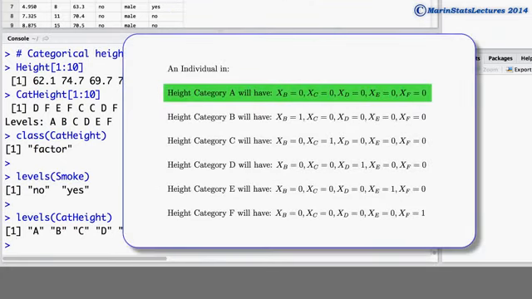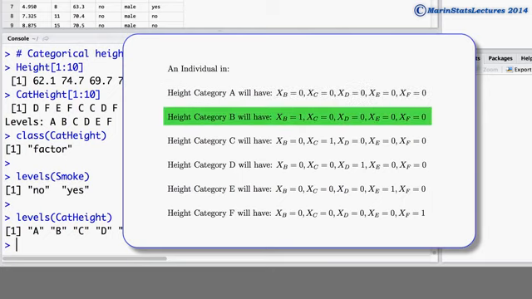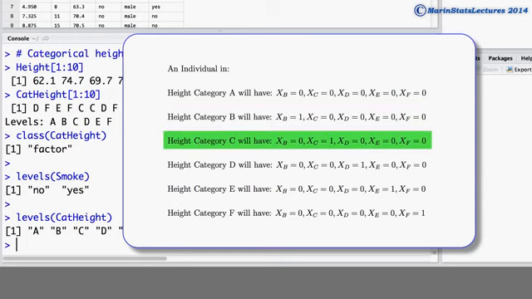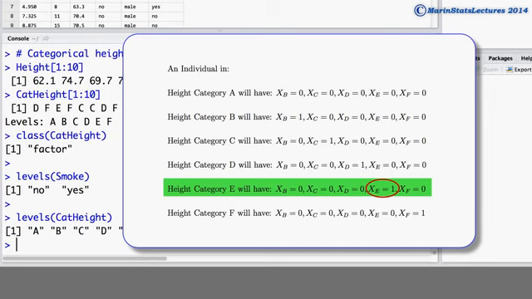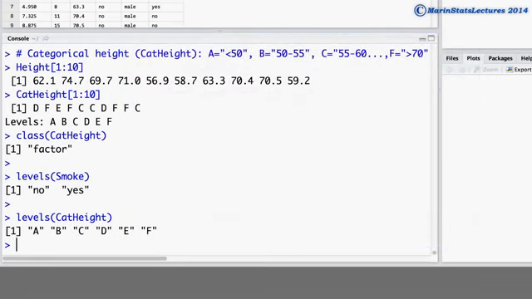An individual in height category A will have xB equal to 0, xC equal to 0, xD, xE, and xF all equal to 0. An individual in height category B will have xB equal to 1, and xC, xD, xE, and xF all equal to 0. An individual in height category C will have xC equal to 1, and all other x indicators equal to 0. Same for category D, category E, and category F. These 5 dummy or indicator variables allow us to identify which of the 6 height categories an individual falls into.